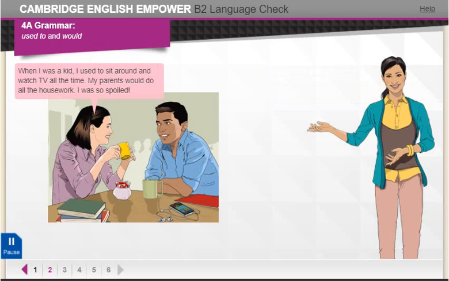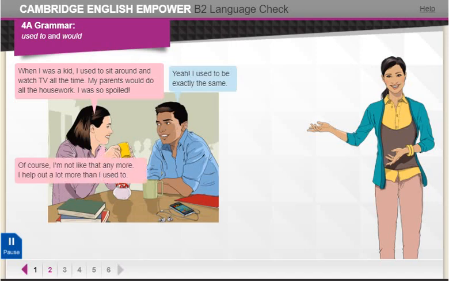When I was a kid, I used to sit around and watch TV all the time. My parents would do all the housework. I was so spoiled. Yeah, I used to be exactly the same. Of course, I'm not like that anymore. I help out a lot more than I used to. Me too. I usually do the dishes and put out the rubbish, things like that.